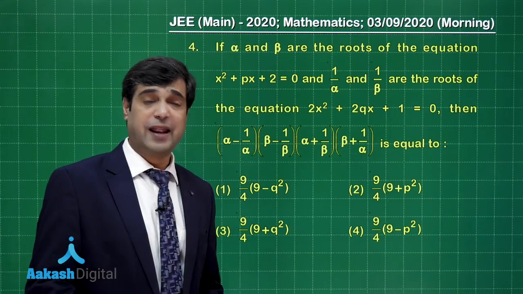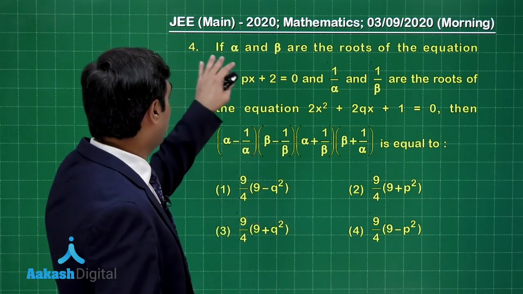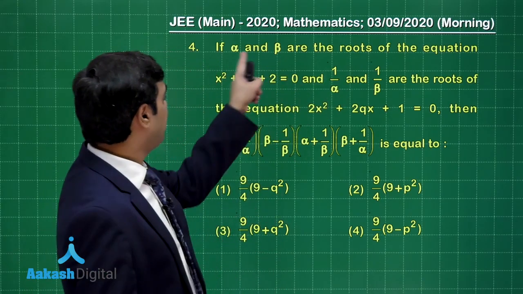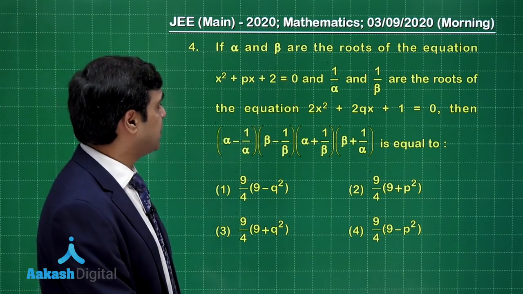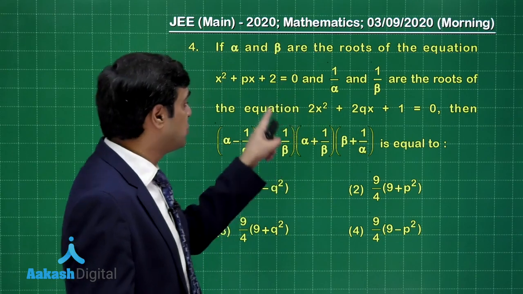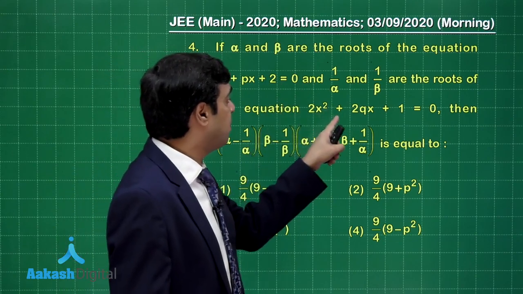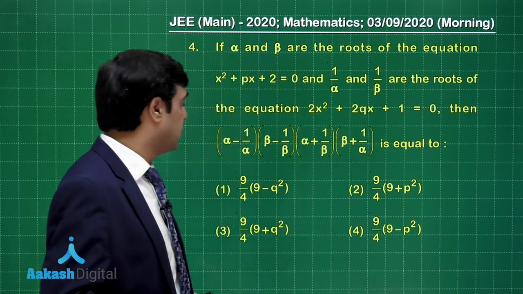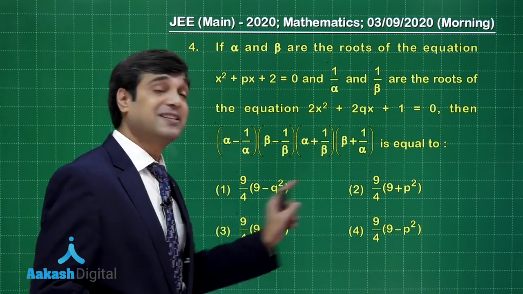So moving forward, let's consider question number 4. Alpha, beta are the roots of equation x square plus px plus 2, and the reciprocals 1 by alpha, 1 by beta are the roots of equation 2x square plus 2qx plus 1 equals 0. Question is, find the value of this expression.